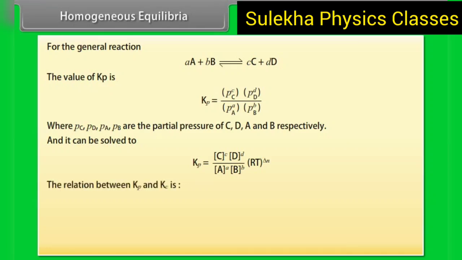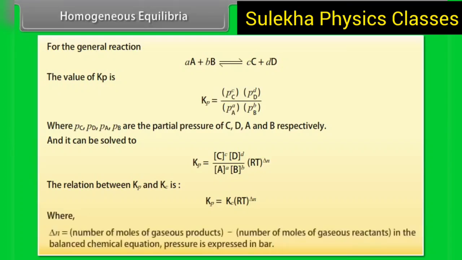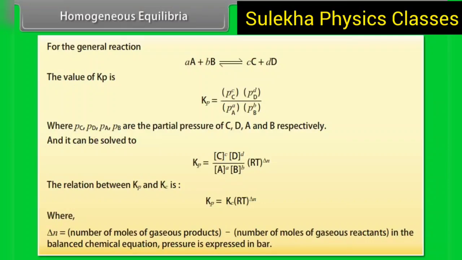the relation between Kp and Kc: Kp is equal to Kc into RT raised to the power delta N, where delta N is equal to the number of moles of gaseous products minus the number of moles of gaseous reactants in the balanced chemical equation. Pressure is expressed in bar.